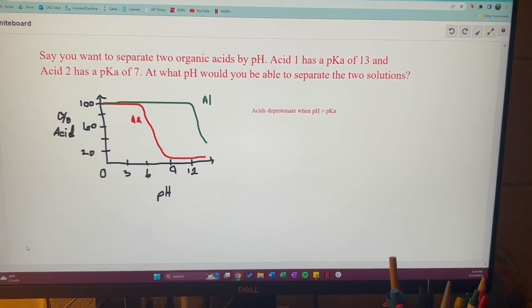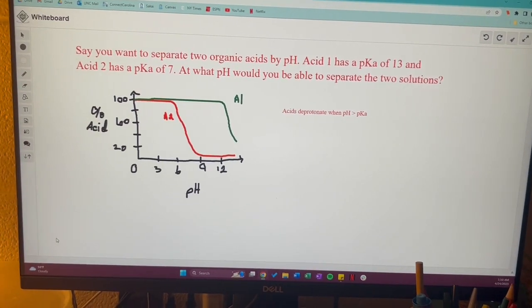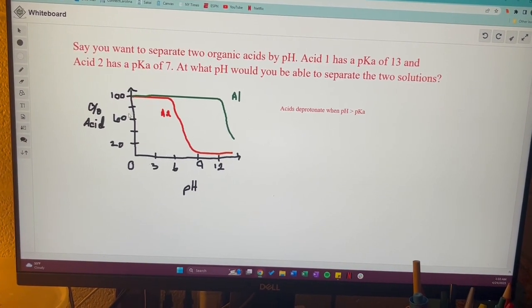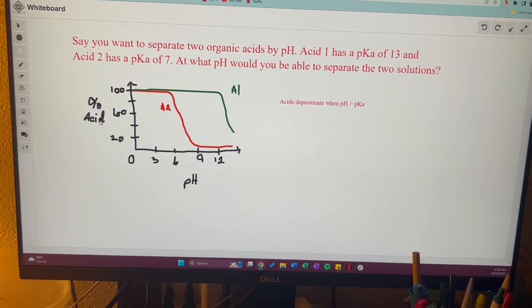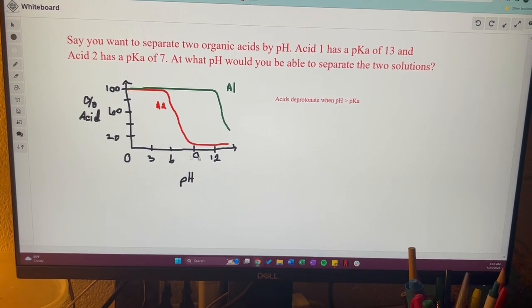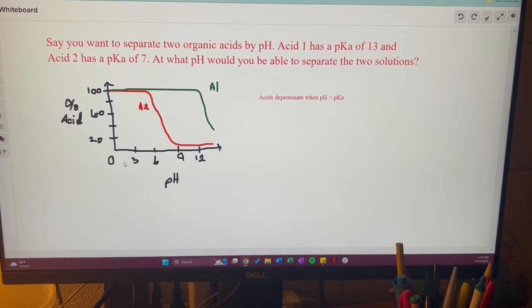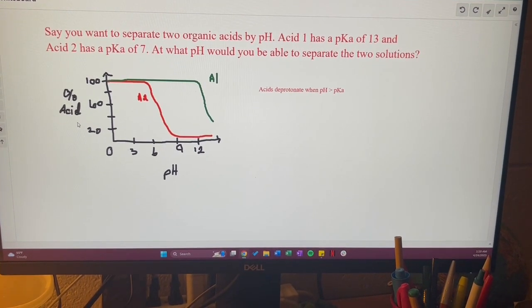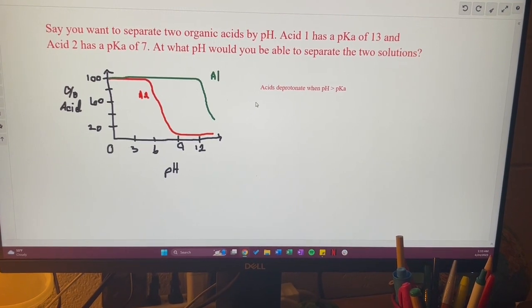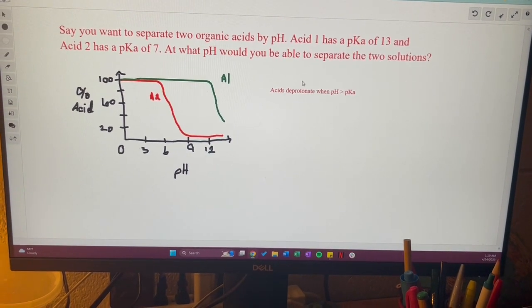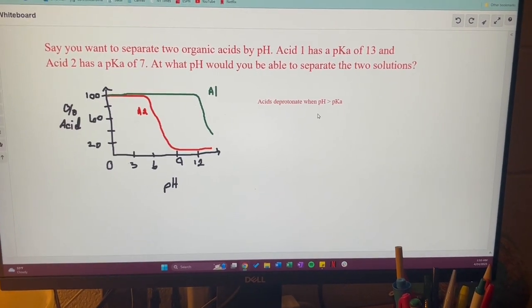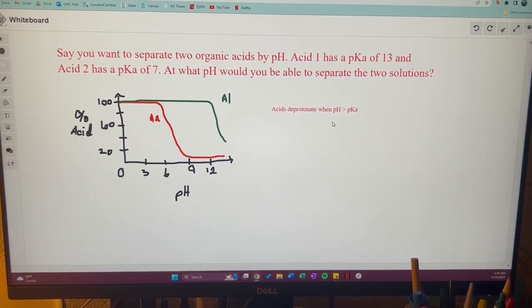So like I said, visuals really help. So that's why this visual right here, this wouldn't be provided, but drawing this out would really help students. So in this case, you have percent acid on the y-axis and pH on the x-axis. And so as the pH increases, acids are going to deprotonate. And this is because acids deprotonate when the pH is greater than the pKa. And this is something that students would have to know from their prior knowledge. Otherwise, they'd have to learn that while doing this problem.